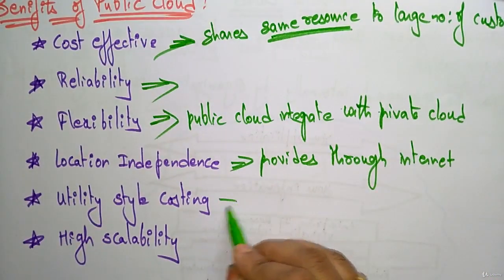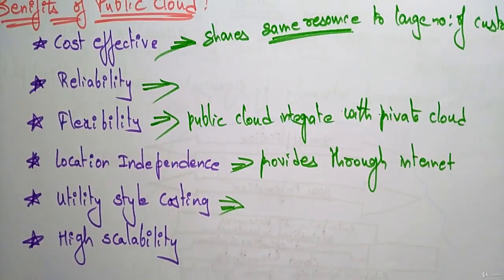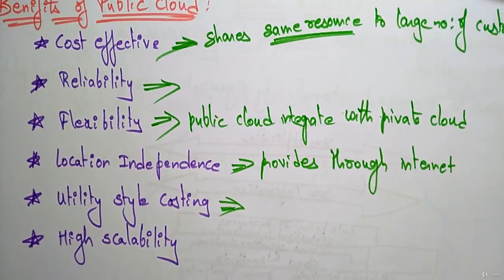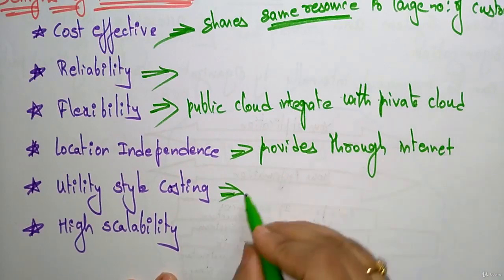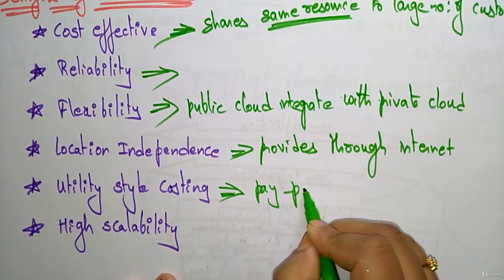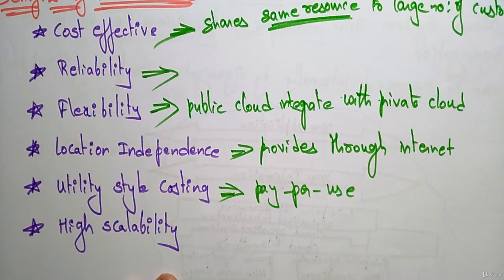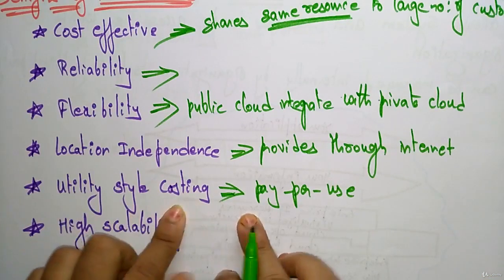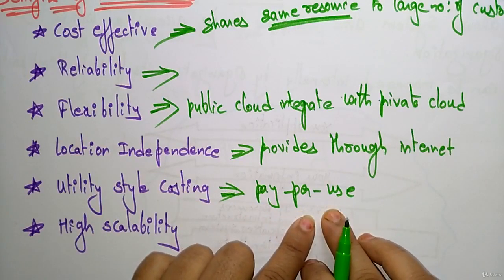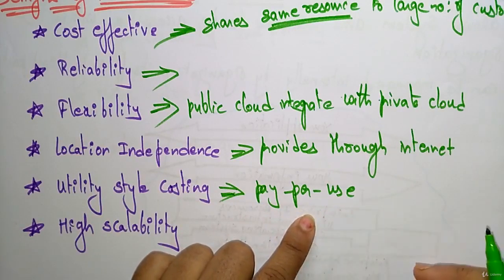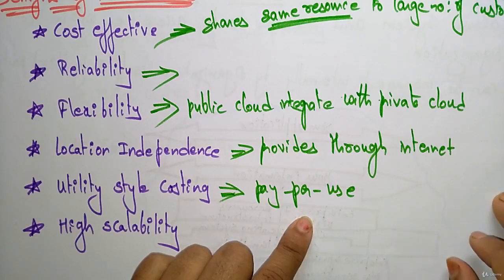And coming to utility style costing. What do you mean by this utility style costing? Actually, the public cloud is also based on pay per use. If you are having a feature like free download, you can download freely. Otherwise, you can pay and use. Anyone can pay and use. So utility style costing means pay per use. It is based on a pay-per-use model, and resources are accessible whenever the customer needs them.